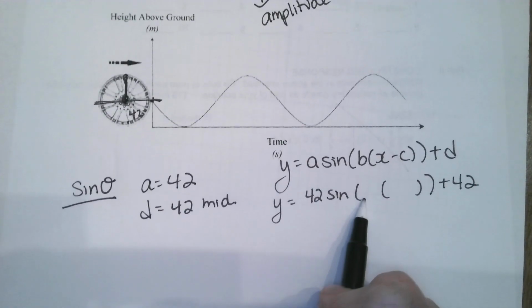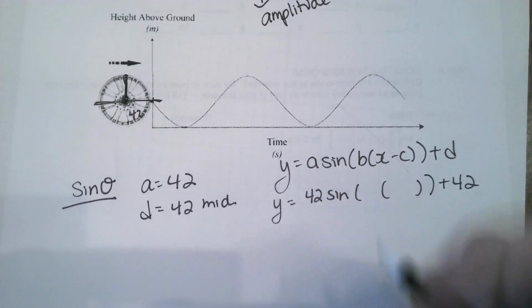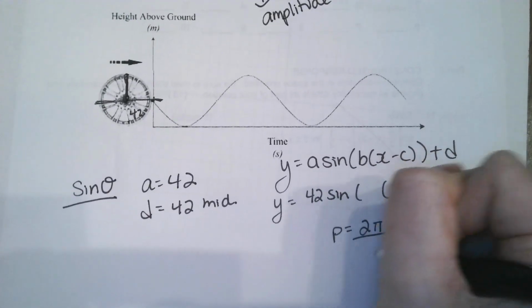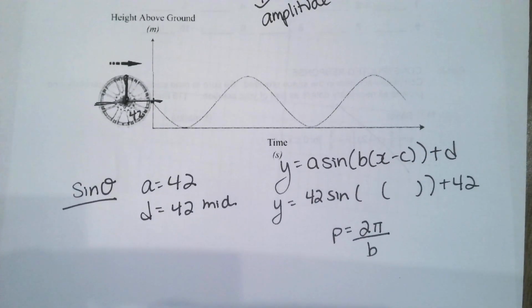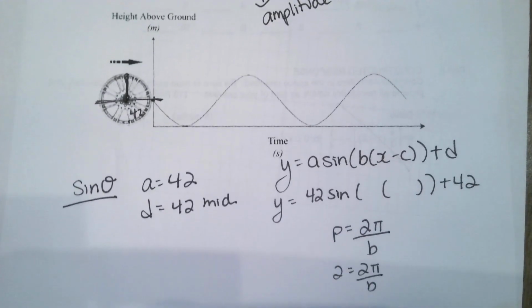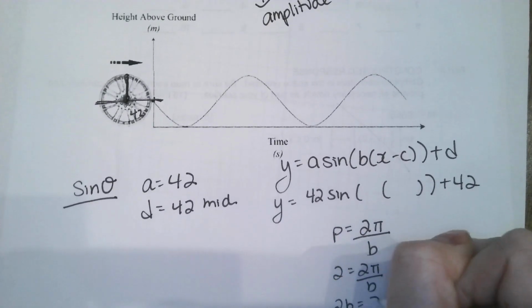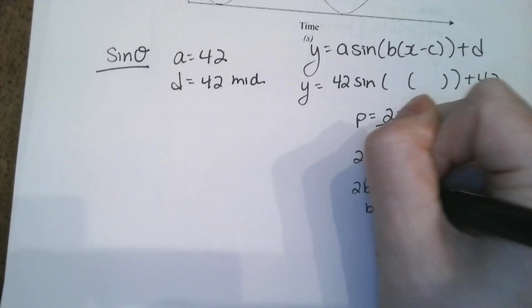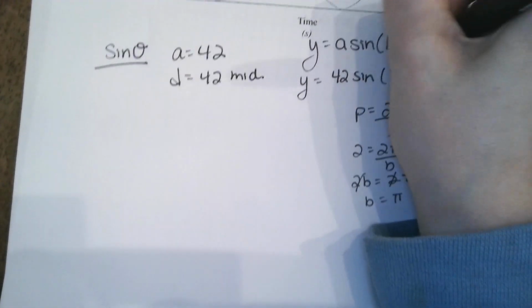My B value comes from my period. We know that my period is equal to, we're doing it in radians, 2 pi over b. I don't know my b value. We do know our period. If you jump up to your question, it says the wheel makes 1 revolution every 2 seconds. 1 revolution, 1 wavelength, 1 period. You have 2 equals 2 pi over b. If you reorganize this, you get 2b equals 2 pi, which means b equals pi, because those 2s cancel. So here, I got a pi.